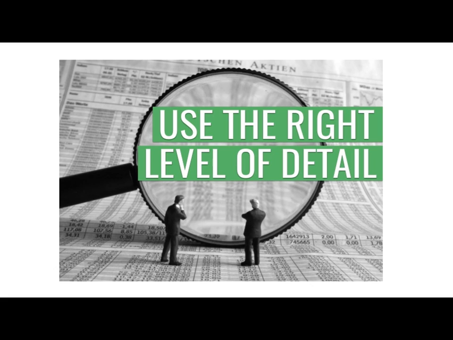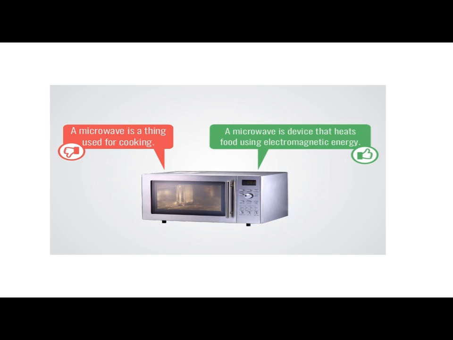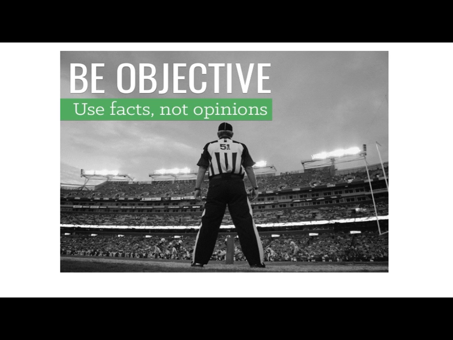Next step, use the right level of detail. Example, microwave oven. So, which is the correct one here? The greenish answer is the correct one. A microwave is a device that heats food using electromagnetic energy. But the red one is wrong. Why is it wrong? Microwave is a thing used for cooking. It's so simple. That's why we have to write it with the right definition.